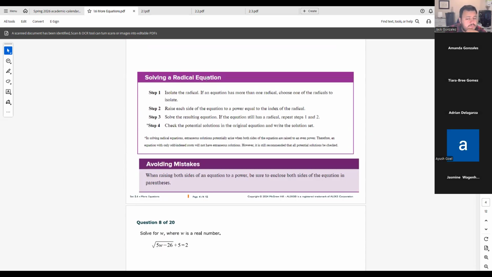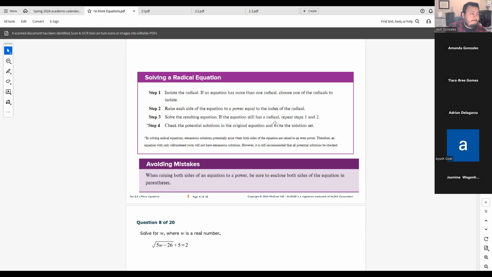Solving a radical equation. So we're going to do some of these. Isolate the radical. If an equation has more than one radical, choose one of the radicals to isolate. Once you've isolated, you square both sides or you raise the power of whatever it is. So if they're cube roots, raise it to 3. If it's fourth roots, raise it to 4. If it's square roots, then square. If you end up with another radical, then repeat step 1 and 2.